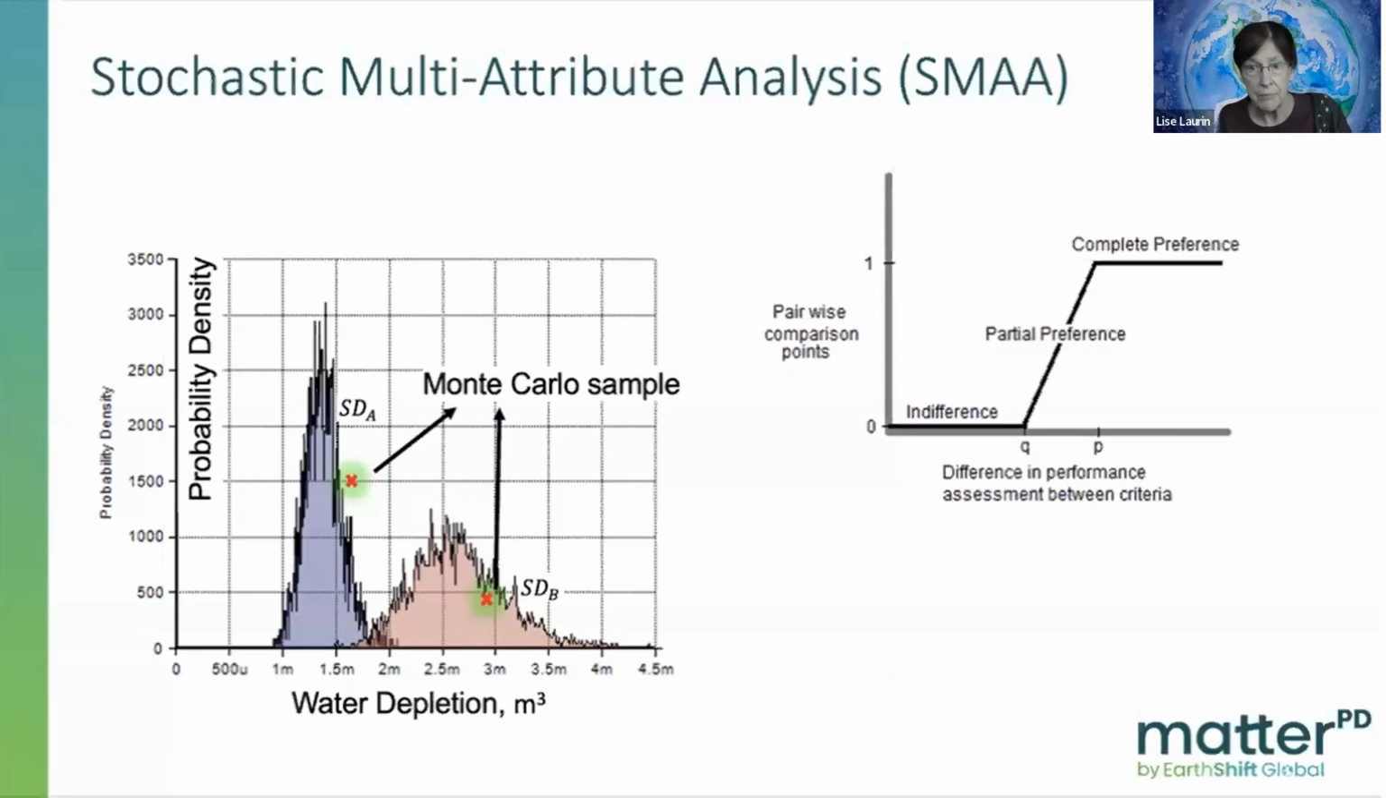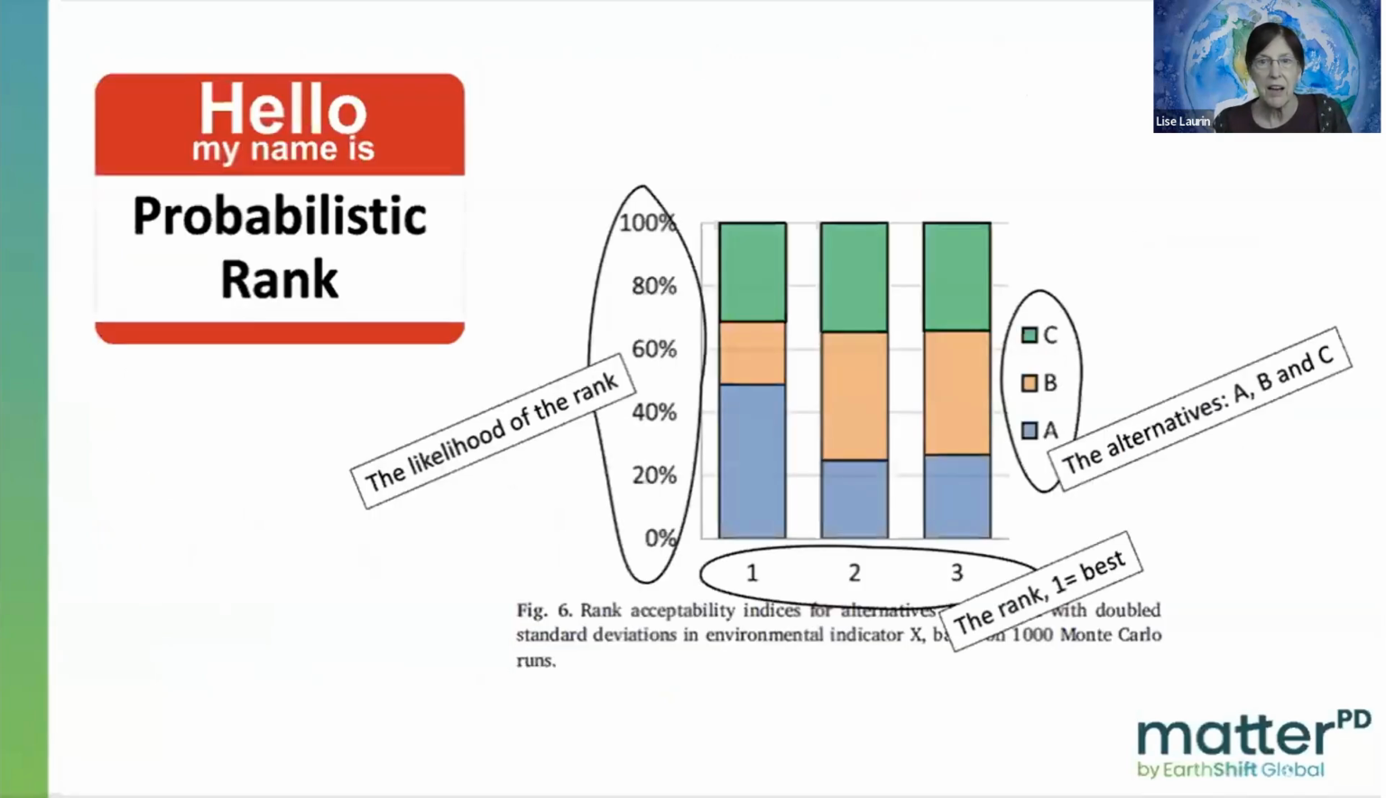Let's go to the next slide. There's one more thing here, that sometimes you only have a partial preference, and sometimes you have a full preference. And so we're going to look at a Monte Carlo analysis, and we're going to look at these step by step to see where we have indifference, partial preference, and complete preference. Okay, let's go to the next slide.